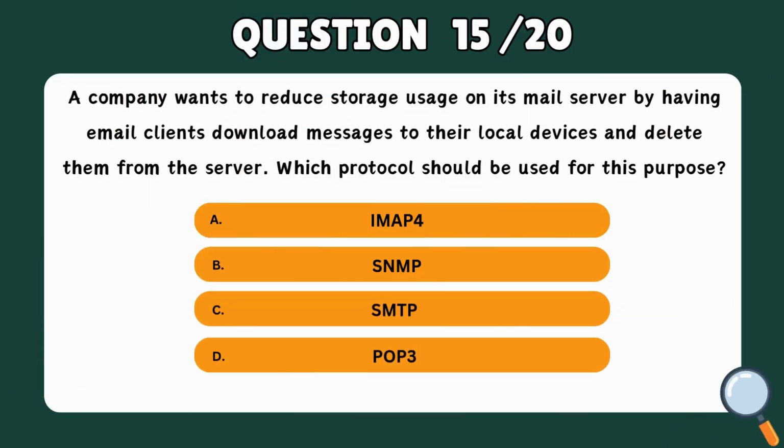Question 15. A company wants to reduce storage usage on its mail server by having email clients download messages to their local devices and delete them from the server. Which protocol should be used for this purpose? A. IMAP4. B. SNMP. C. SMTP. D. POP3. Correct answer: D. POP3.